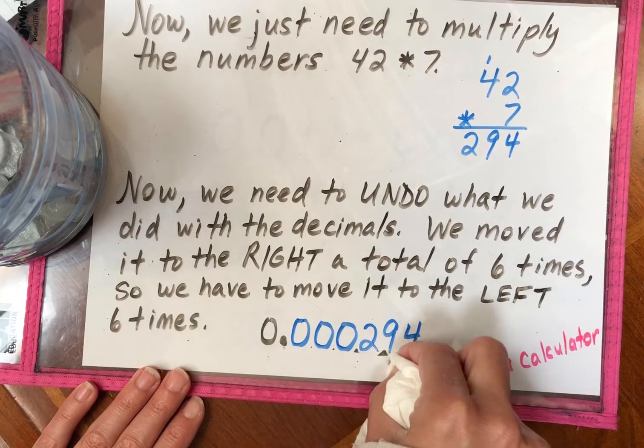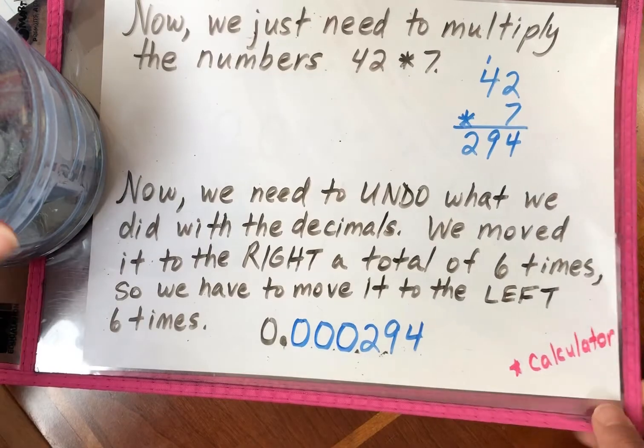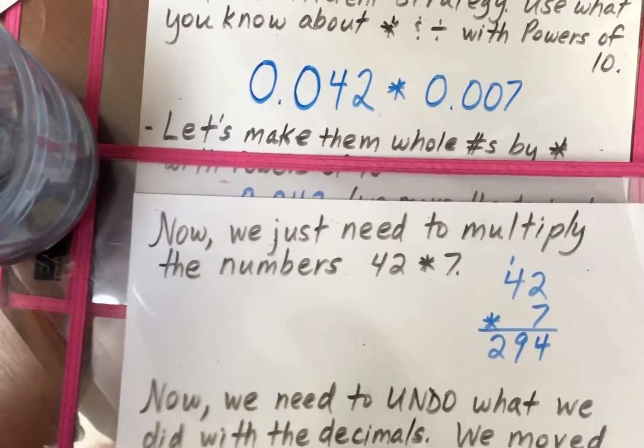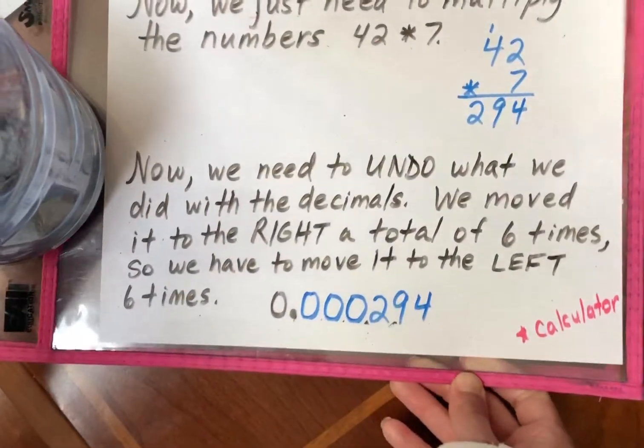Now look how small that answer is. That makes sense because we're multiplying 2 small decimals, so we're going to get a very small product.